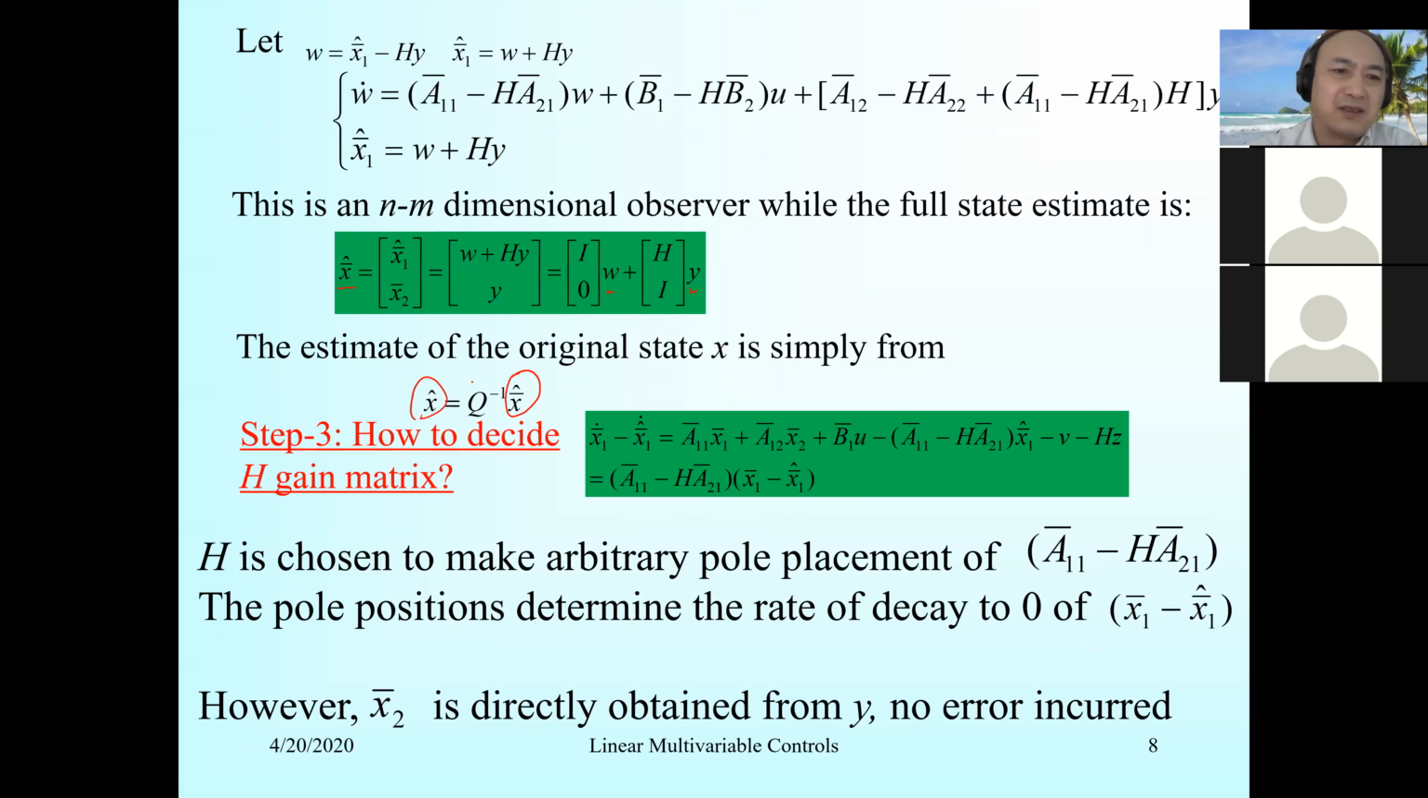The last step is how to design H, the observer gain matrix. Basically, you use pole placement so that you have a predetermined rate of decay to zero for this estimation error, the observer error. X bar is already assumed to be obtained directly from Y, so there's no error incurred. But remember, X2 itself cannot be directly measured. It is only on this X bar coordinate.